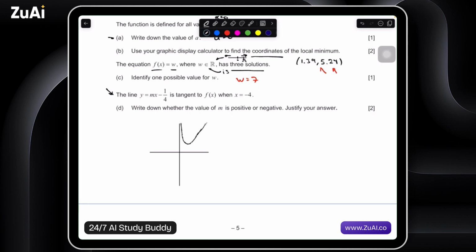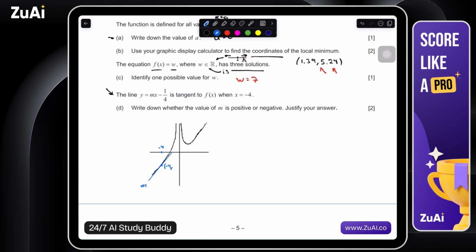So we've got this function right here. It looks like this, and then it kind of goes down like this. And what they're saying is there's some point when x is equal to negative 4. So when x is equal to negative 4 at this point, the question is, what is the slope? And we have negative 4 here, and who knows what y value it is? We can find that. What is m? What is the slope of this tangent line? Okay. Is it positive or negative?